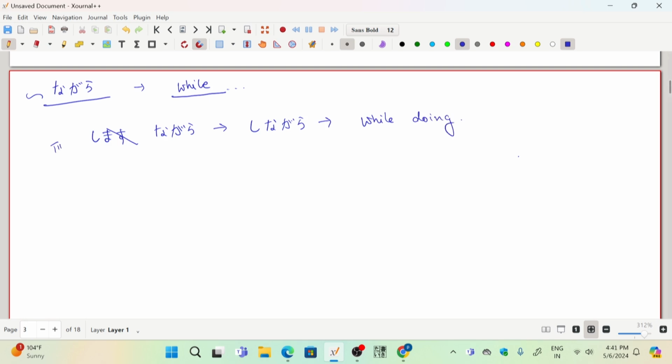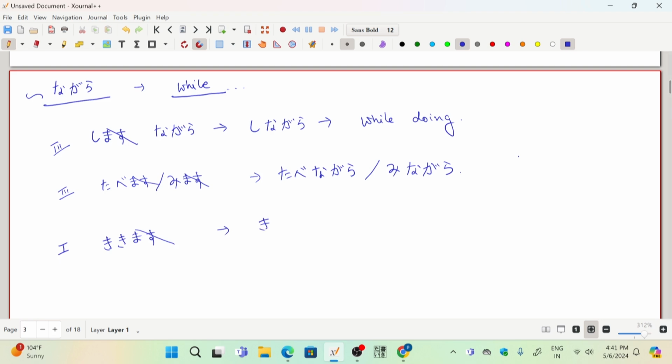This is the third group verb. Now with the second group verb, the rule is not different. If it is tabemasu or mimasu, we will only cut mas and add nagara. So it would become tabenagara or minagara. Next is the first group verb. We have kikimasu, which means to listen. It will become kikinagara.